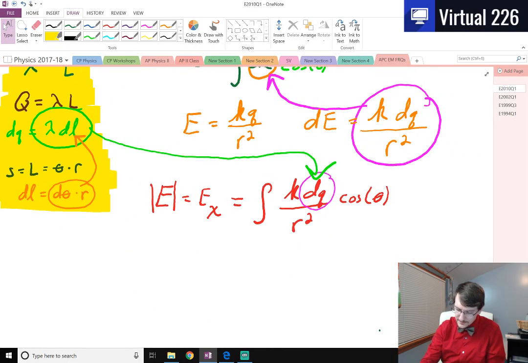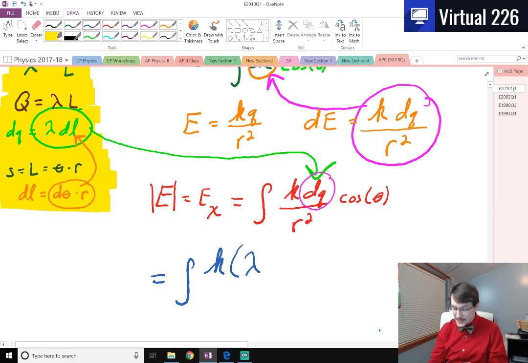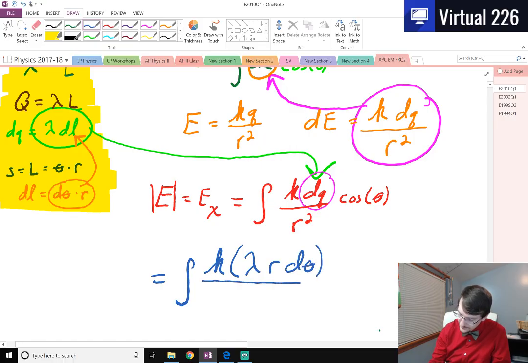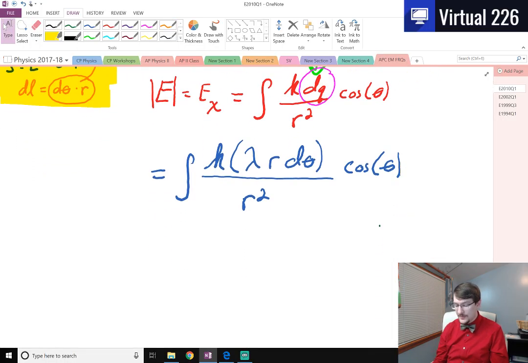So if we come back down here and we write this out, we can say this equals the integral of k, and then we're bringing down lambda, and our dl is actually r d theta, over r squared, cosine of theta. Okay? Now what we also need to do is ask ourselves, looking at this, what can we pull out of this integral, and what needs to be left in the integral?